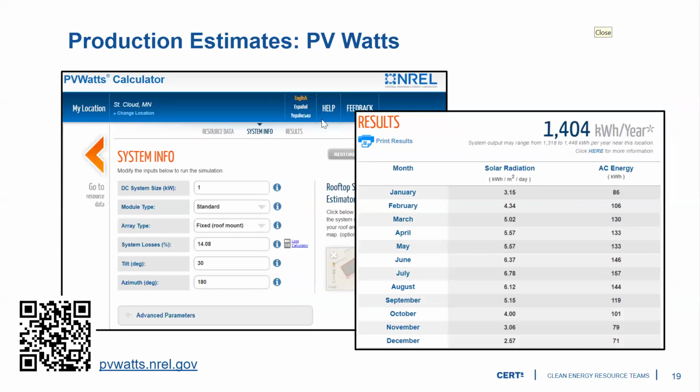You can also, at this point, look at how much you might expect a system to generate on your site. So you can go to pvwatts.nrel.gov. That's a tool offered by the National Renewable Energy Lab. And you can put in all sorts of different parameters and get a sense for how much a system would generate in my location.